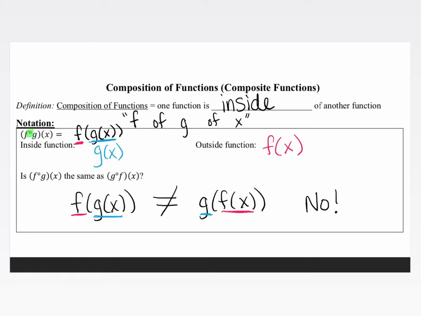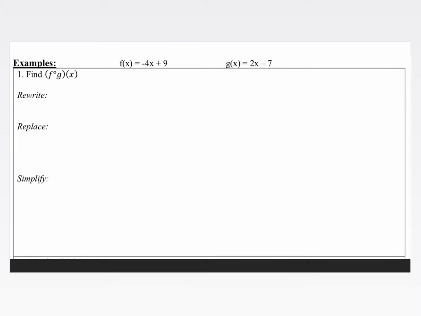Let's move into some examples. Our first example here, we have f of g of x with our two functions. F of x is negative 4x plus 9, and g of x is 2x minus 7. Now, I like to solve these problems using these three steps. We're first going to rewrite, then replace, and then simplify. So if we rewrite, we would get f of g of x.